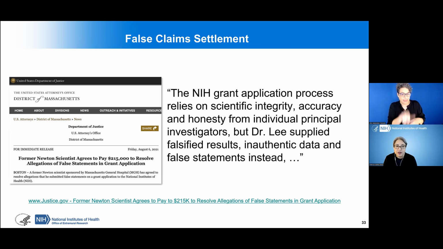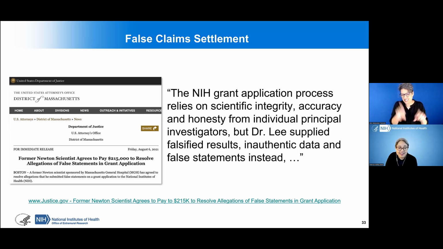I wanted to show this one example from last year of a false claims settlement. This involved a former scientist who used to work at Massachusetts General Hospital. They conducted a research misconduct investigation, identified problematic data, and then they came to us and paid back the funds for the grant. In addition, the Department of Justice decided to pursue a potential false claims case against the PI himself. This is Dr. Lee, and this was a settlement.